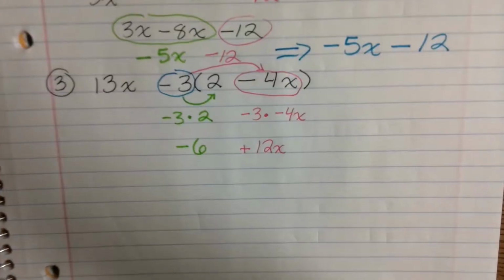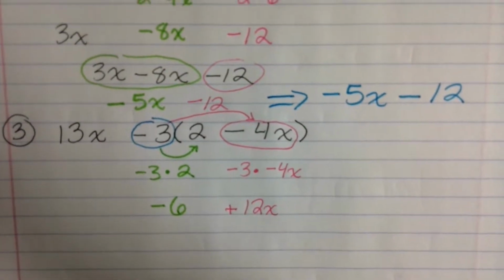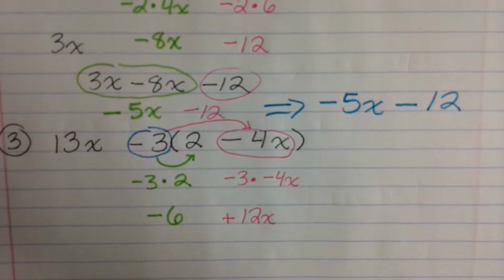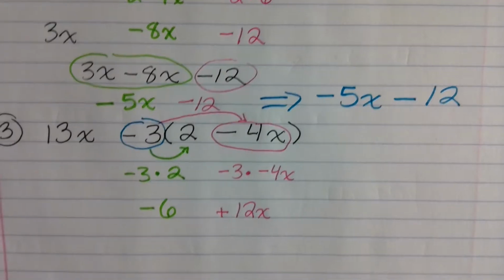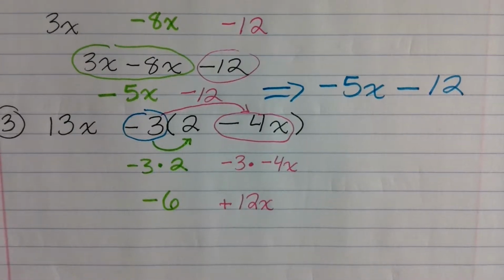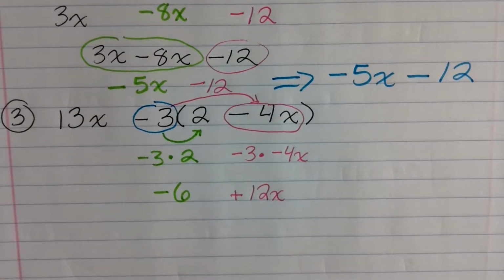What's wrong, sweetie? Negative 6. You got negative 6 what? No, not minus 25. It would be plus 25x. If you reverse the order, it would be negative 6 plus 25x instead of minus.